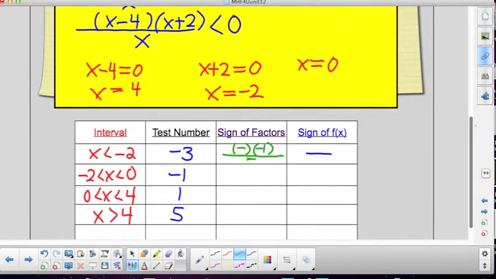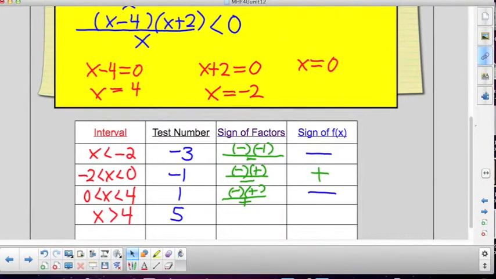Here our test number, negative 1 minus 4 is a negative number. Negative 1 plus 2 is a positive number, but all divided by a negative number. Negative divided by a negative gives me a positive. Positive 1 minus 4 is a negative number. Positive 1 plus 2 is a positive number. Positive 1 is positive. A negative divided by a positive is a negative.